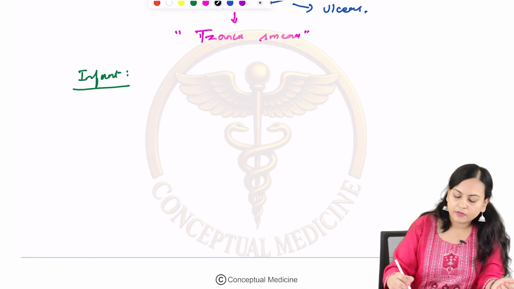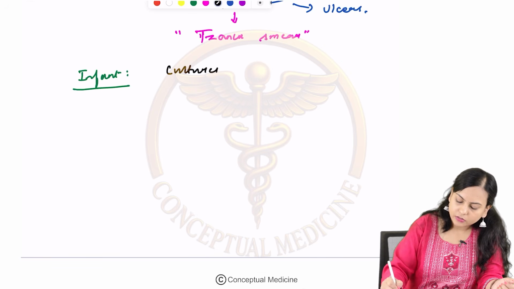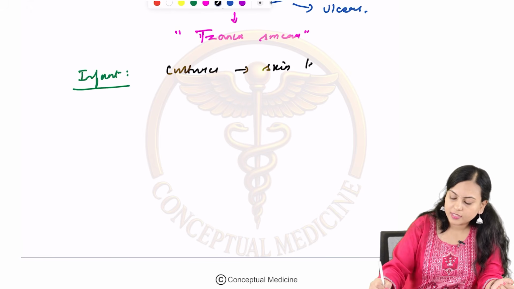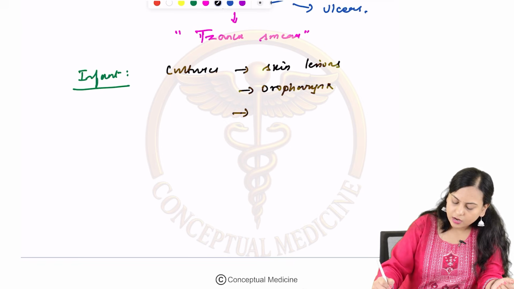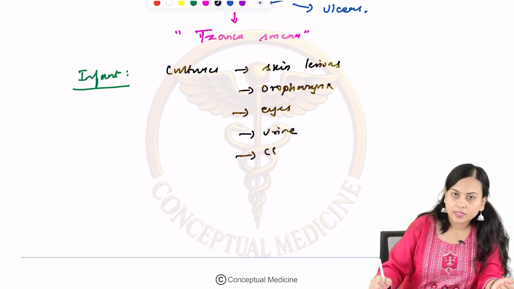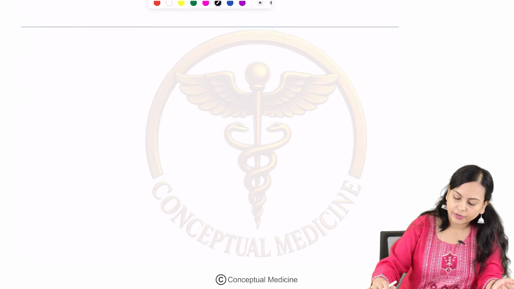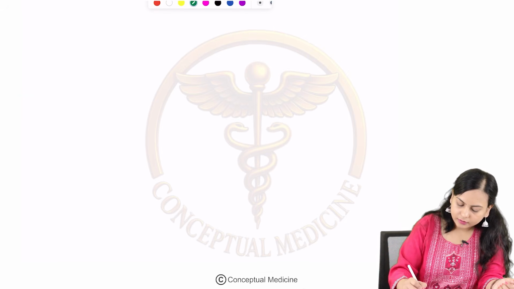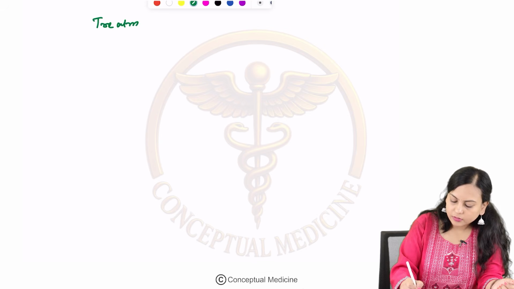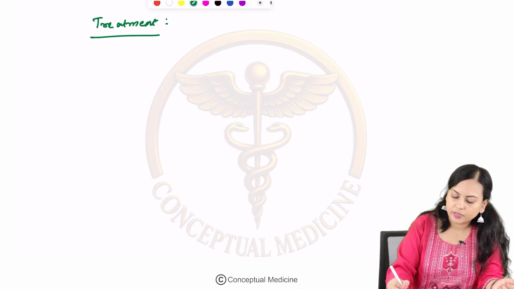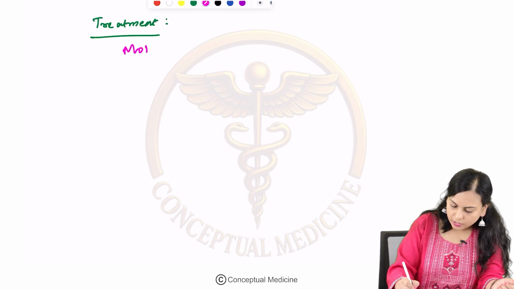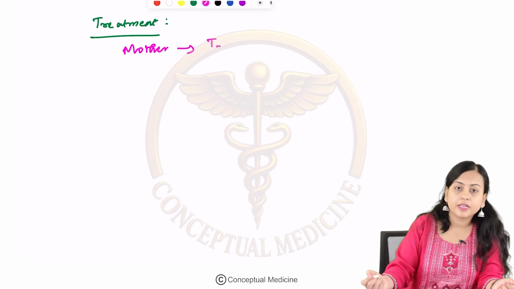Next, if we see about the infant, diagnosis can be made from cultures that are taken from the skin lesions or samples taken from oropharynx and eyes, urine, CSF or even blood, right? And then we have to know about the treatment. Yes or no? Yes. So, if we see the treatment for the mother, we will be giving what drug?